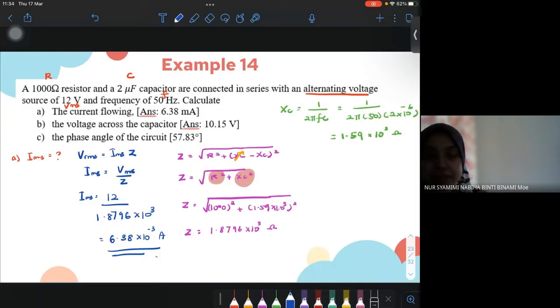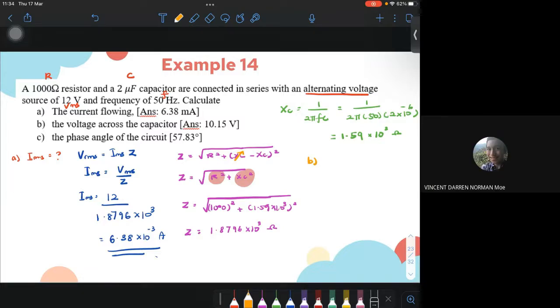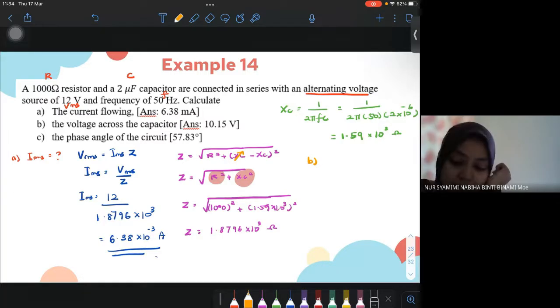So dia minta apa ni? D ni. Soalan B dia minta apa? V0? No. Bukan V0. V0 ialah peak. VC. Maximum ataupun peak. Yes, dia minta VC. Voltage across capacitor.